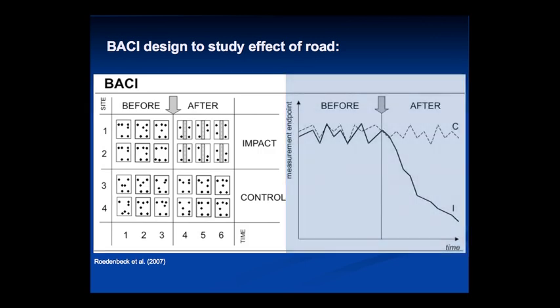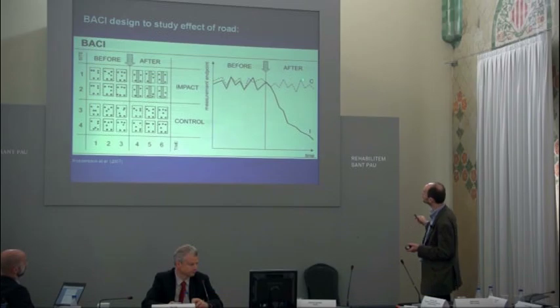And then you can compare the behavior of the impacted site. So this is the measurement endpoint, for example, population size. And then it would probably go down at the impacted site. And you can then compare that with the control site.